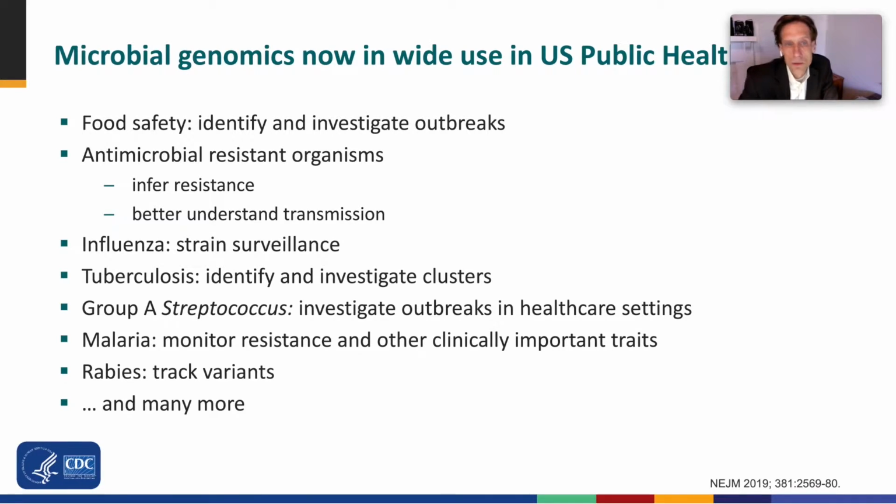clusters. For Group A strep, it is used to investigate outbreaks in healthcare settings. For malaria, it provides a practical tool for monitoring resistance and other important traits, such as mutations that can reduce the effectiveness of rapid diagnostics. For rabies, sequence variants are often used to track transmission between geographically distinct populations.